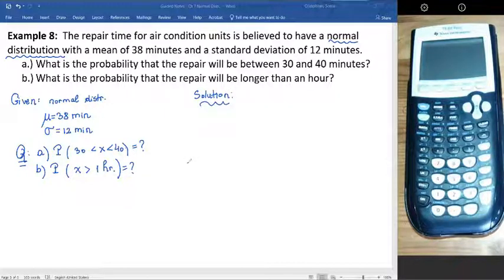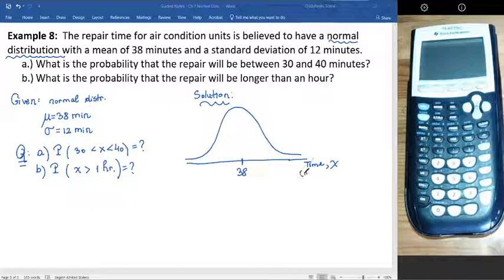And I will start by sketching the graph. This is a normal distribution, and this is about time for repairing some air conditioning units. So this is time, repair time. This is actual data, X. And we know the mean is 38 minutes. This is given in minutes, time in minutes, okay? And now we will be focusing on the value of 30 and 40 minutes. 30 minutes will be somewhere to the left. I don't know where it is, so I'll just say 30. And 40 will be close to 38, so I'll just put these numbers down, okay?